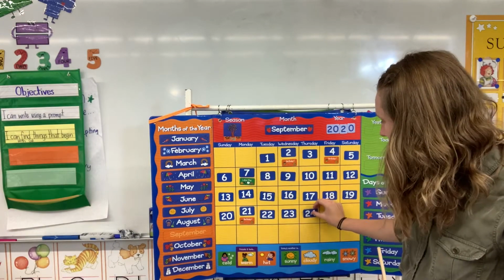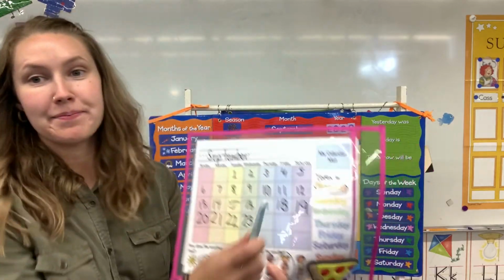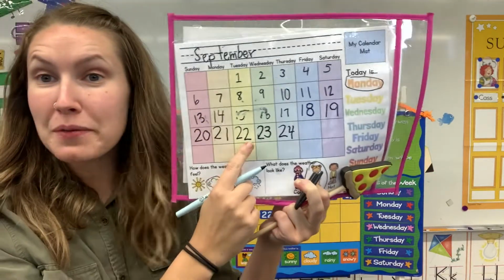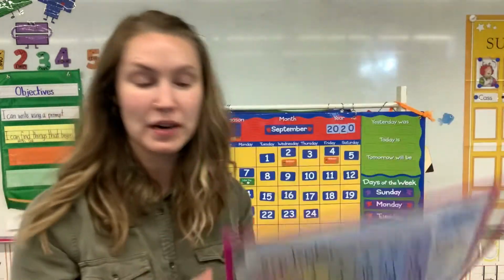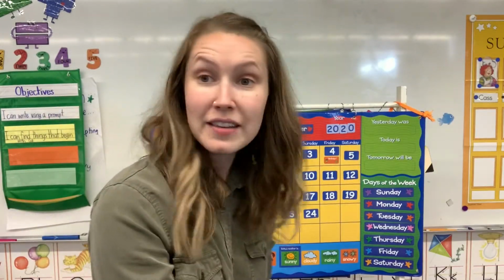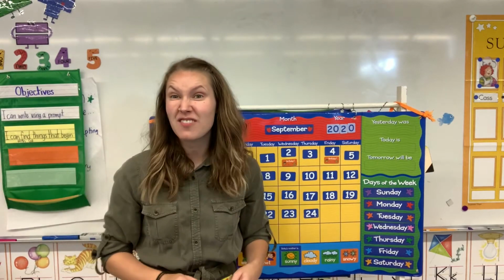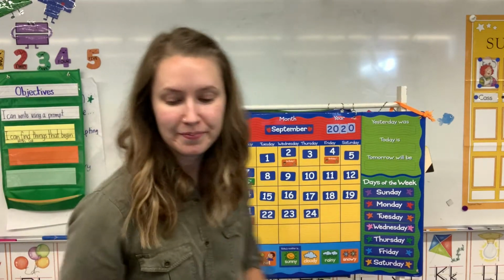Nice job. So we're going to add that to our calendar, and now you can add that to your calendar, Matt. Yesterday we wrote 23, today we're writing 24. So I added my 24 there. Let's talk about the month so that we can write our whole date out.